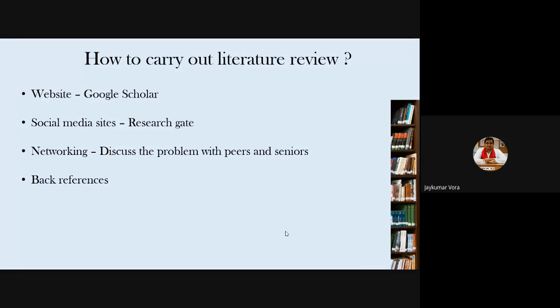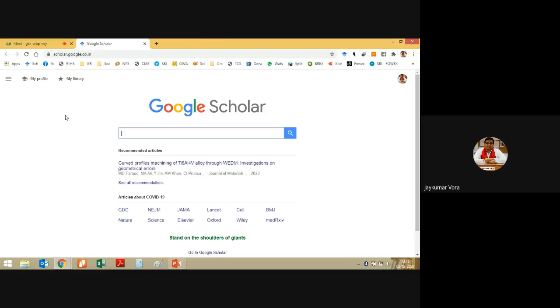Lastly, which I will be demonstrating to you, is the back references. How the references can matter, or how the back references can be a very effective way in which the literature review can be done. So let us now go to Google Scholar, and I will tell you how you can make a very efficient search out of it. Is my Google Scholar visible to you?